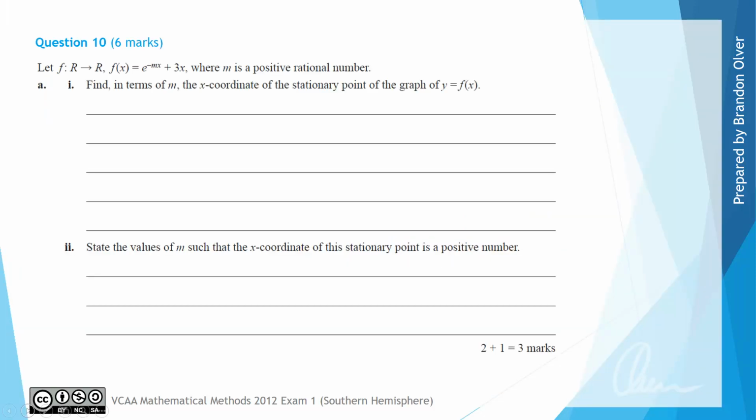So let the function f have a domain of all real numbers with a rule f of x equals e to the power of negative mx plus 3x, where m is a positive rational number. For part A, part 1, we want to find, in terms of m, the x-coordinate of the stationary point of the graph of y equals f of x.